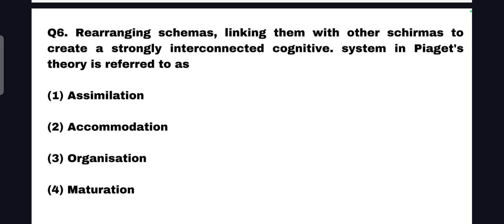So the question is: rearranging schemas, linking them with the other schemas, to create a strongly interconnected cognitive system in Piaget's theory is referred to as. So the rearranging of schemas and linking that with the other schemas is known as assimilation, accommodation, organization, or maturation. You can pause your video and try to find out yourself.